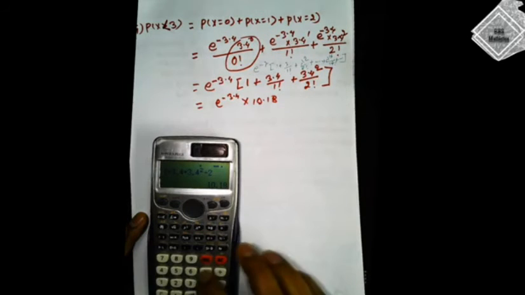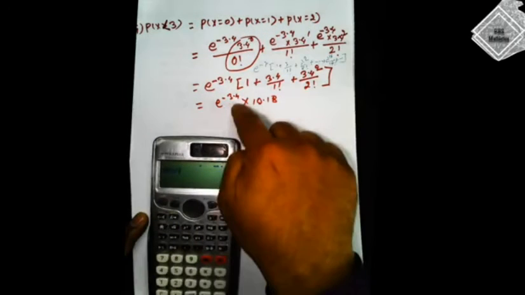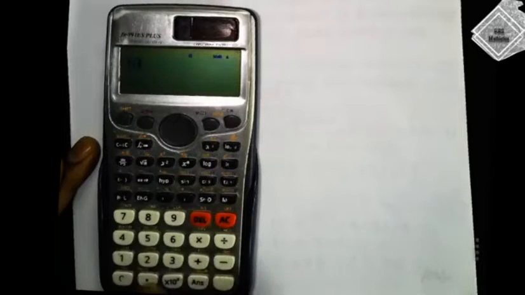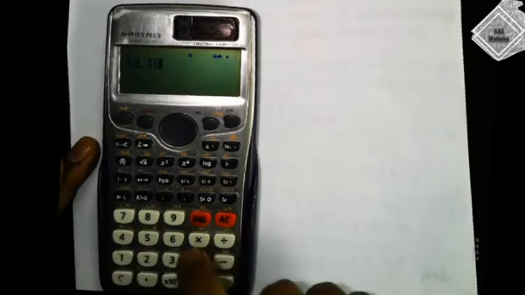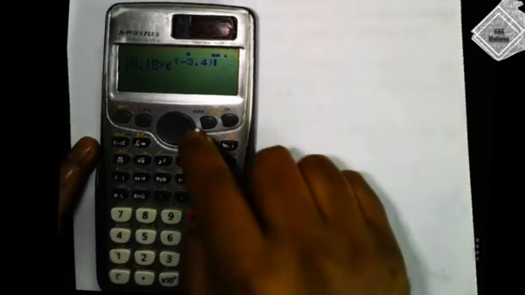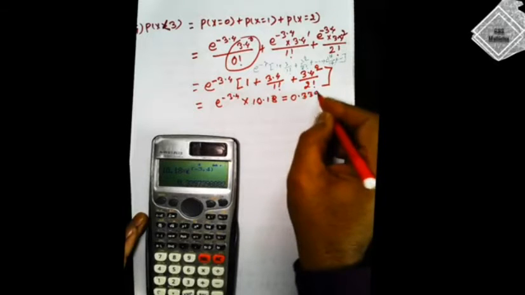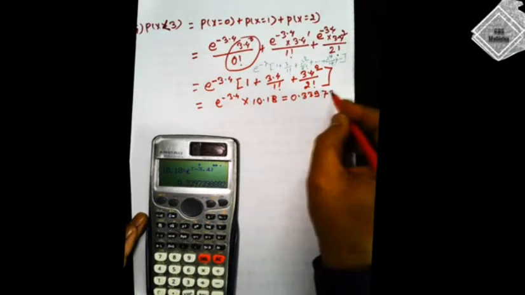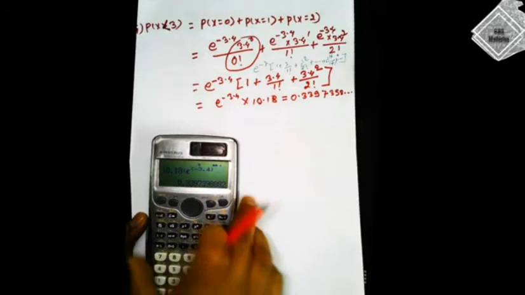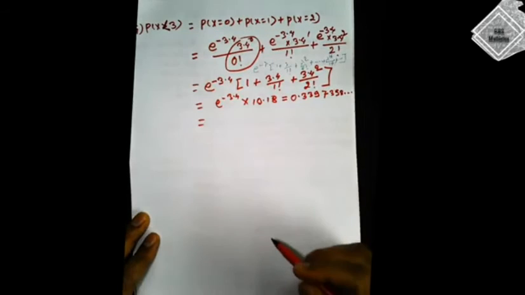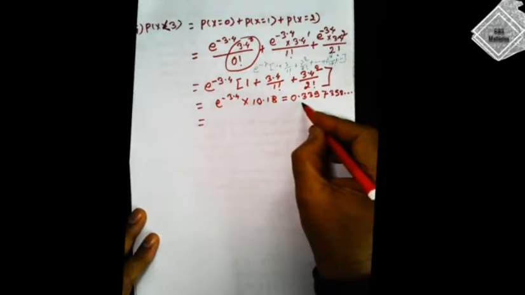10.18. And when you multiply this with e to the power negative 3.4, it is 10.18 times shift ln, I'll write bracket, so this is minus 3.4, then close the bracket, and now my answer is 0.3397398 and something like that. There are a few more decimal digits, and then you round this off to 3 significant figures, so you have to check with all these sorts of things.